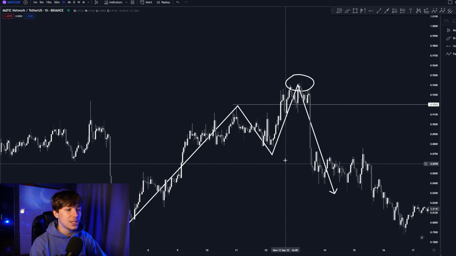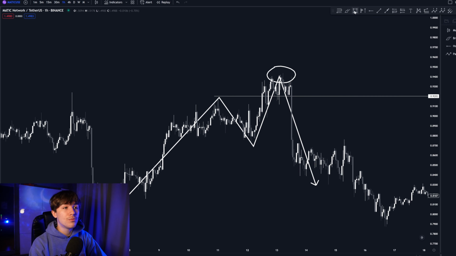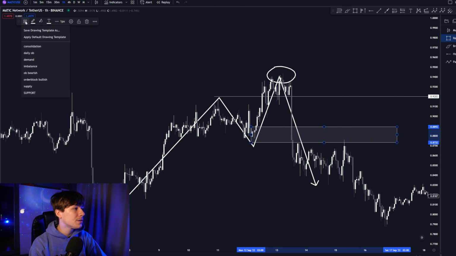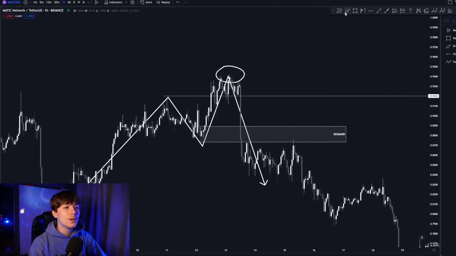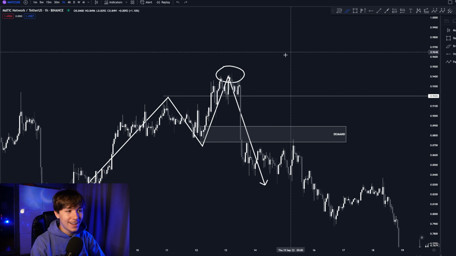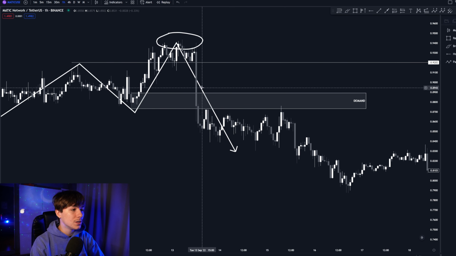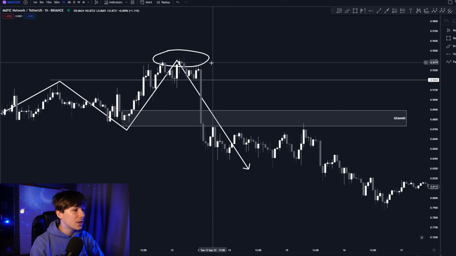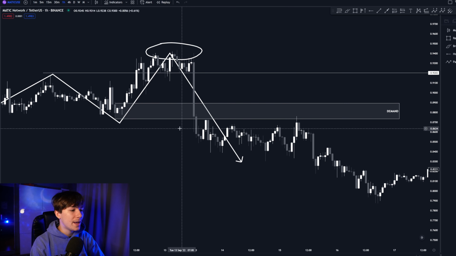So what happens is the theory of breaker blocks. This is basically a liquidity grab. Then supply and demand traders would draw their demand zone right here. This is my demand zone, and then they expect that price will touch this before going to the moon again. But it's not gonna happen for them, because price breaks this. Look at this candle. I'm gonna zoom in a little bit. Look at this big candle. It just doesn't respect this demand zone.